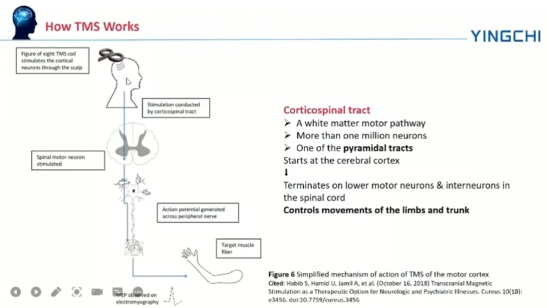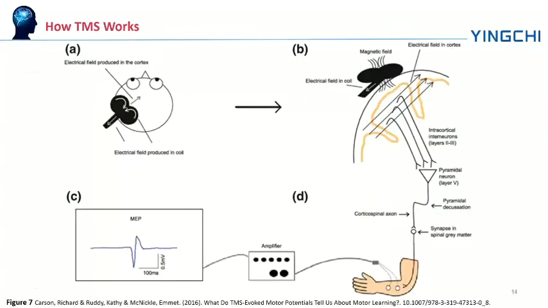So here is how TMS works. You put a figure-of-8 TMS coil to stimulate the cortical neurons through the scalp. After that, the stimulation is conducted by the corticospinal tract, and thus the MEP can be observed on the EMG. This picture also shows how TMS works to induce the MEP.